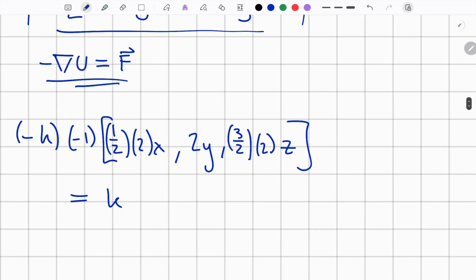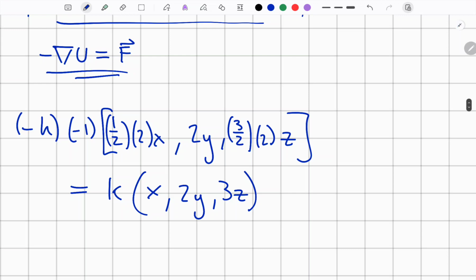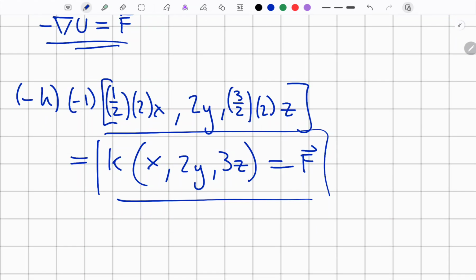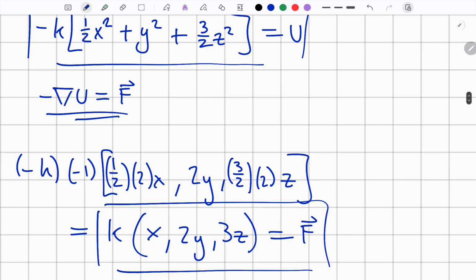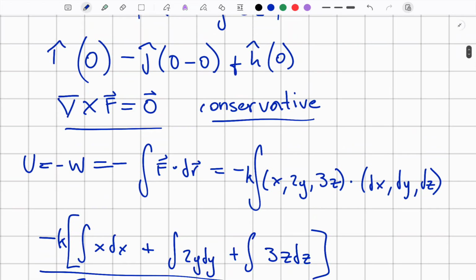and this equals k. Those negatives are going to cancel. You're going to end up with positive k, the 2's are going away, x, and we can leave this in parentheses, x, 2y, 3z. And this is exactly our force that we began with. And this is true for any conservative force. So we verified that the force was conservative with the cross product.